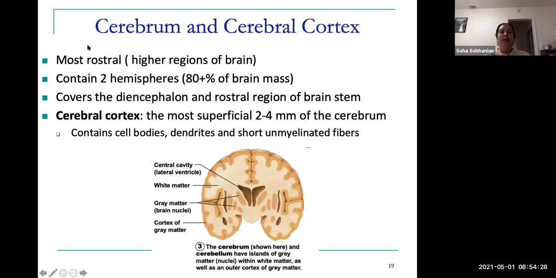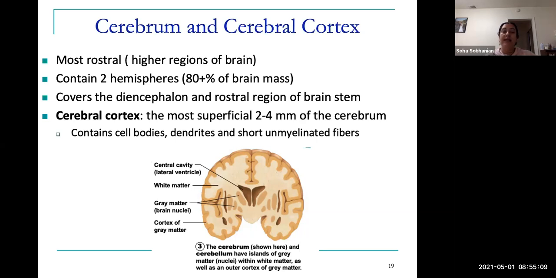So first of all, the cerebrum, also the cerebral cortex, which is again the gray matter, the superficial aspect of your brain, is the most rostral, which is the higher region of the brain. And you can see that this is basically your cerebrum. It contains two hemispheres. So again, we already know, if you have ever looked at the brain or ever had a brain for Halloween, we know that there's two hemispheres. There's a line right in the middle. So you get the right hemisphere and the left hemisphere. These hemispheres contain about 80% of what we consider your brain mass.